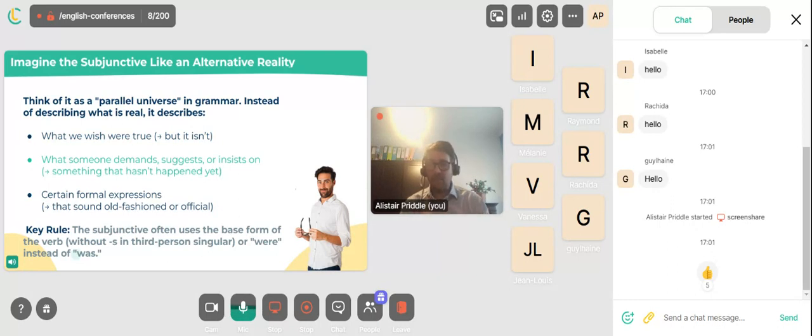Now, there is a key rule. The subjunctive often uses the base form of the verb, so without the letter S in the third person singular, or were instead of was.